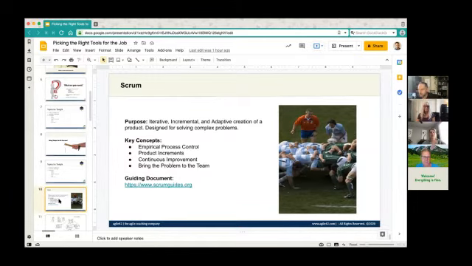What is the actual purpose of Scrum? Well, the purpose of Scrum is meant to iteratively, incrementally, and adaptively create a product, right? In particular, it's designed for solving complex problems. So almost any new product development is a fairly complex problem. And so it uses concepts like empirical process control, product increments, continuous improvement, and bringing the problem to the team. These are some of the key concepts.